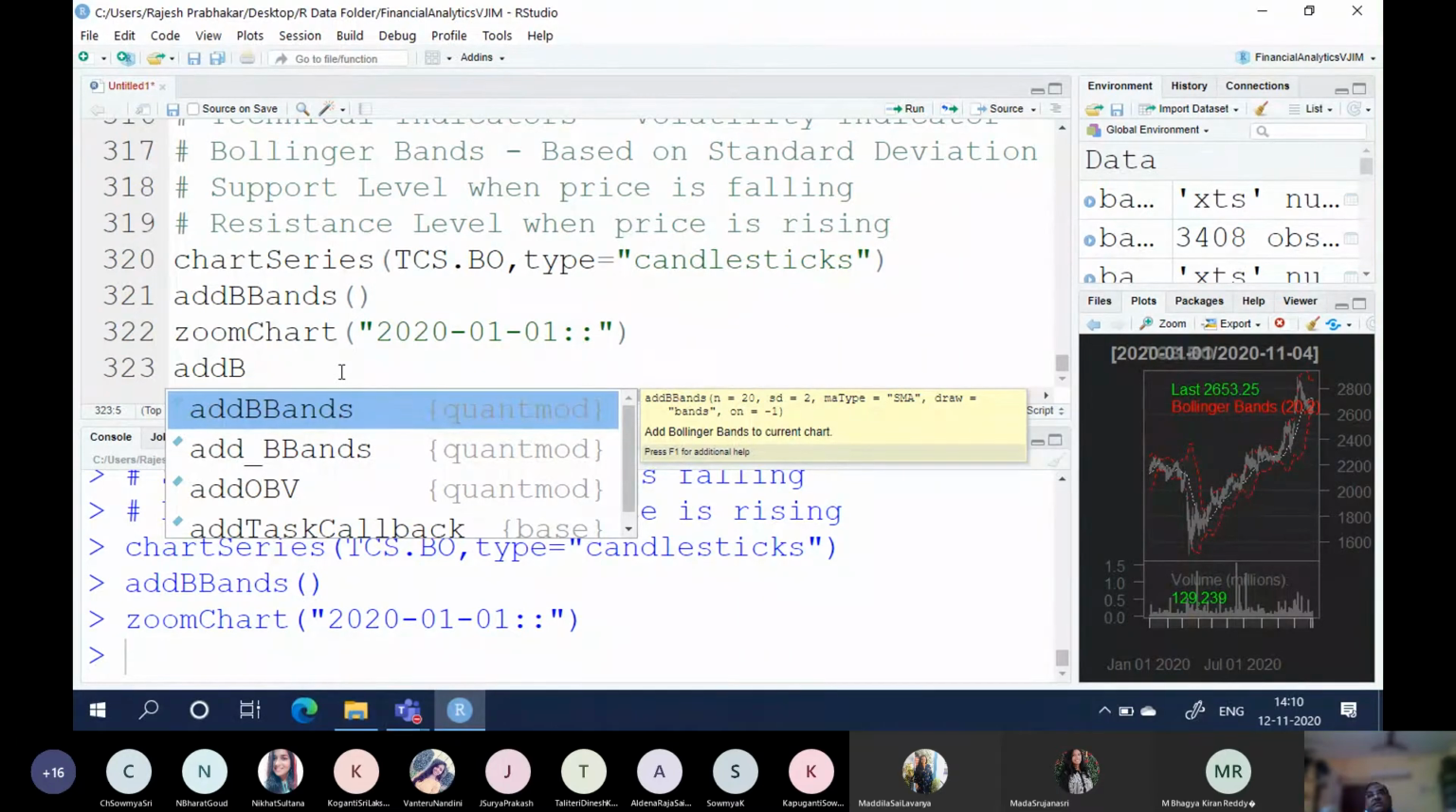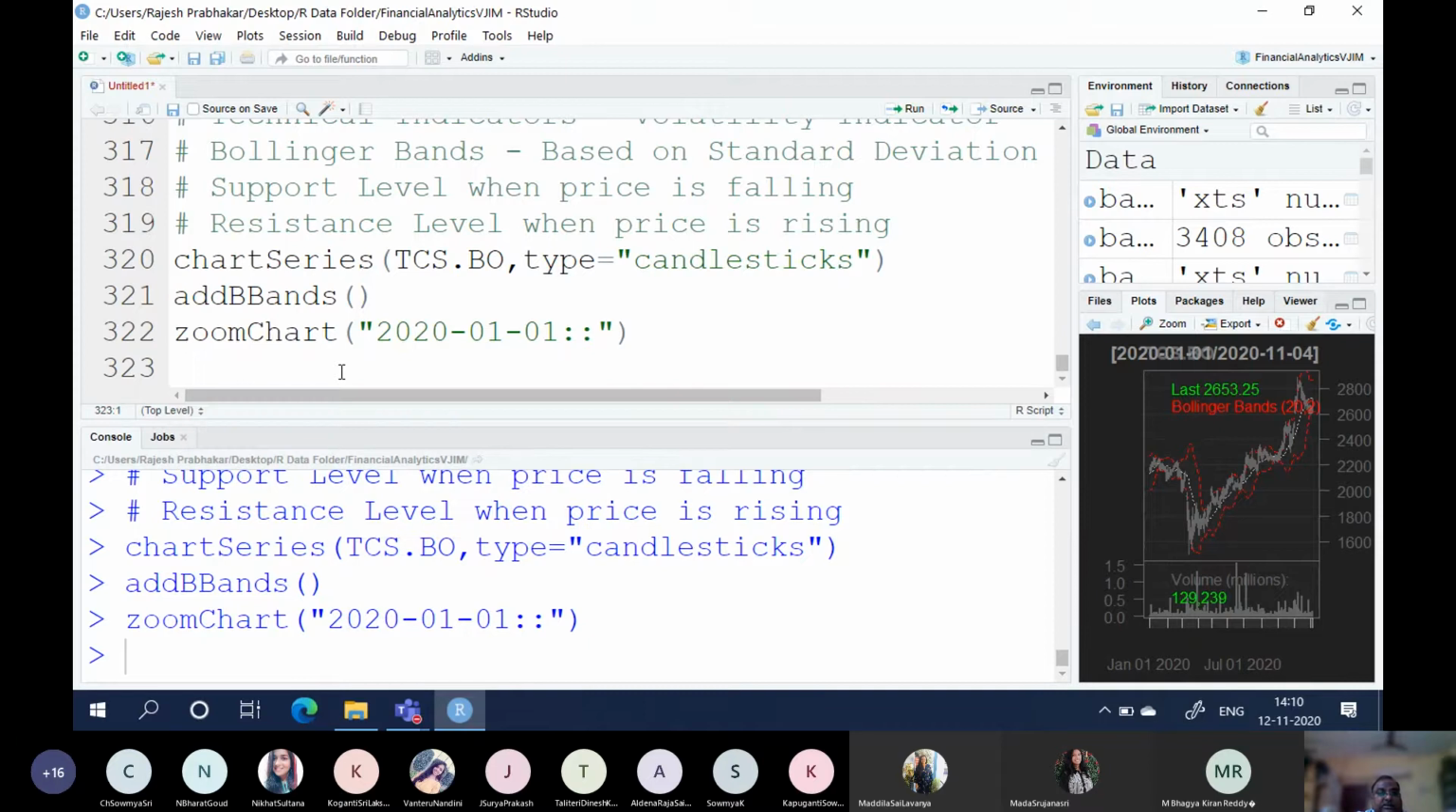The lower level and upper level are based on the standard deviations. So Bollinger Bands will help us to find out the support and resistance levels that we can expect in future based on the historical data. Based on the historical data, we can look at these volatility indicators. Okay, so any doubts in volatility indicators?